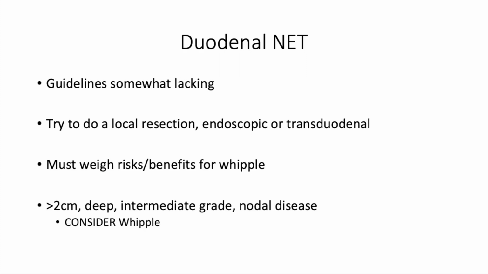And then duodenal NETs, nobody really knows what to do with these. You try to do a local resection if you can, endoscopic or transduodenal, so you can open the duodenum and just kind of scoop these things out. You have to think about the risks and benefits for a Whipple, especially with a well-differentiated neuroendocrine tumor that is pretty low risk for having nodal burden.